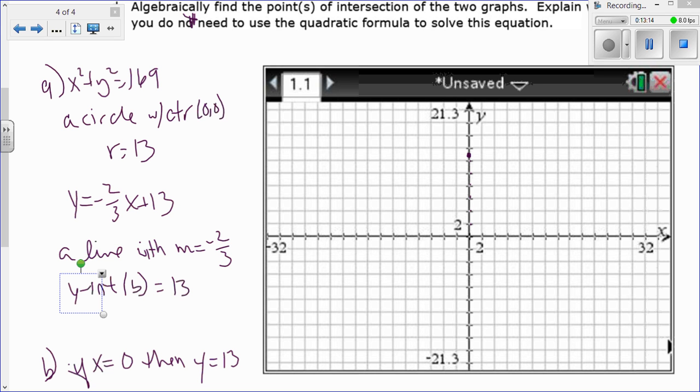And I'm going to go down 2, over 3; down 2, over 3; down 2, over 3. That's pretty close. And I'll draw my line, best that I could. I apologize, it's not wonderful. So this is y equals negative 2/3 x plus 13.